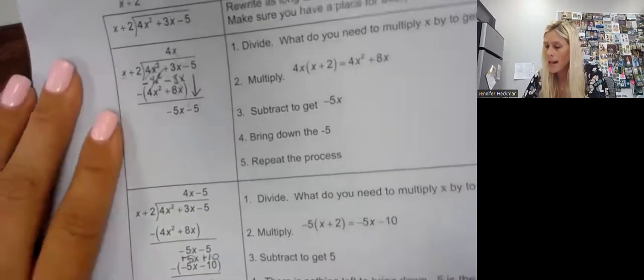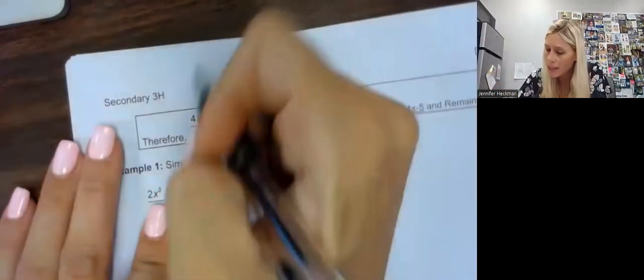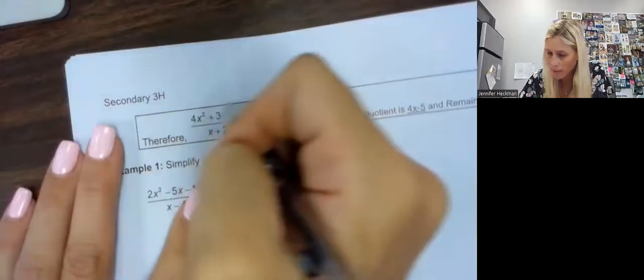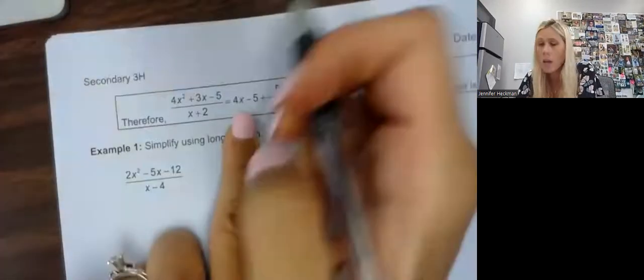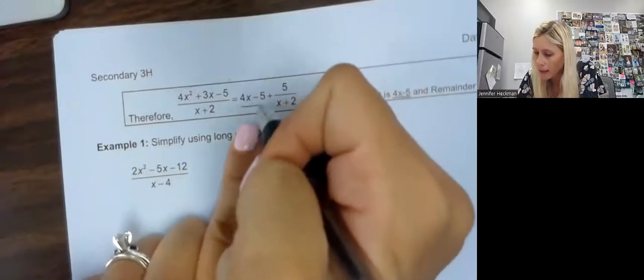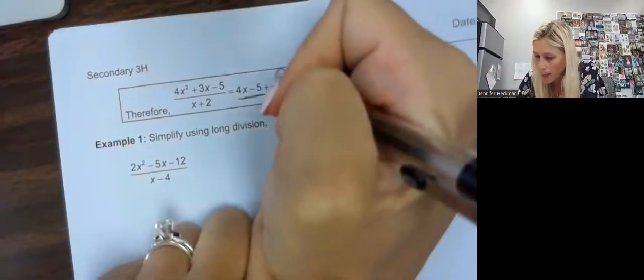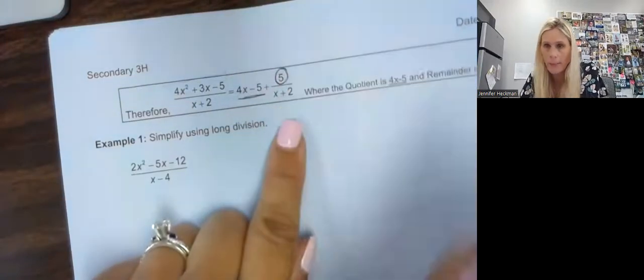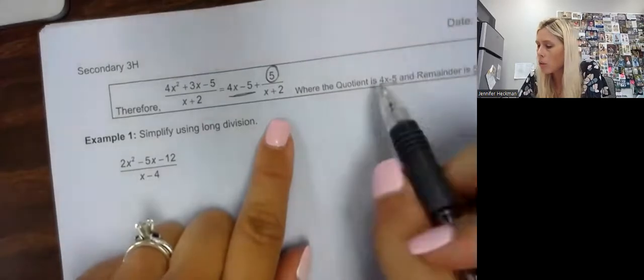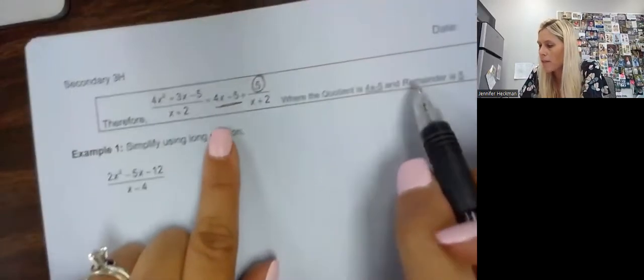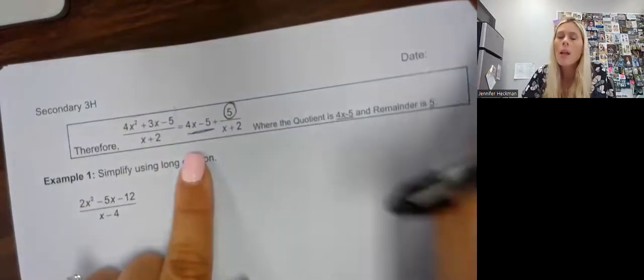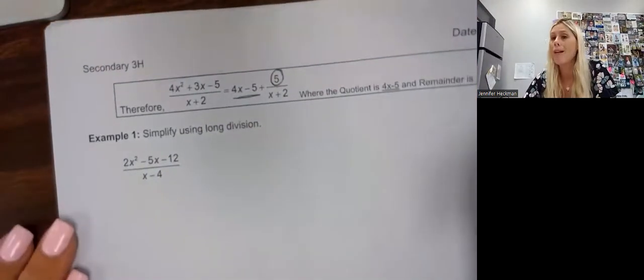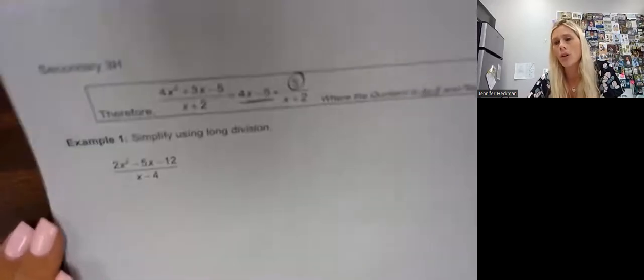Okay. Now, when we write our answer, some of your questions might ask for the remainder. Some of it might want it in a quotient form. So as you can see, this was our question right here. And when we did the long division, the stuff on top is right here. And then we have our remainder over what we were dividing by. Okay, our quotient is the 4x minus 5. The remainder is 5. Okay, the question should be specific on your homework of what they want for your answer.